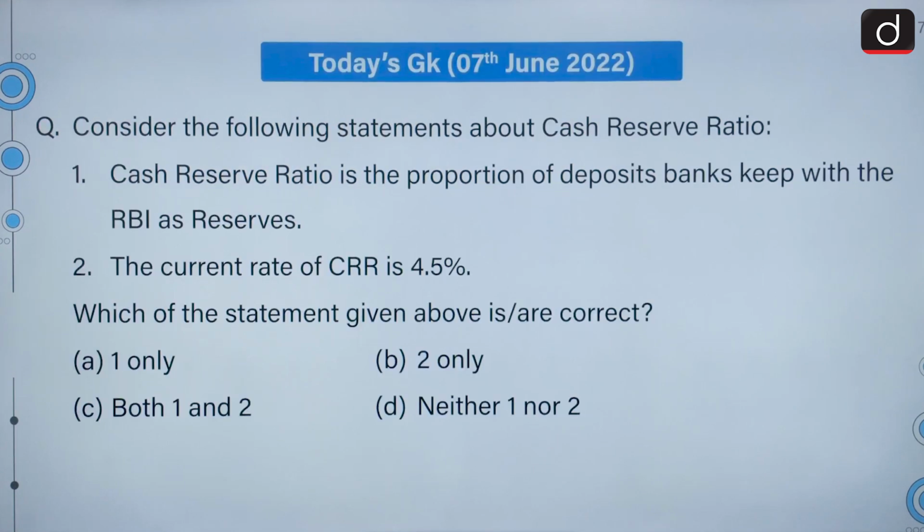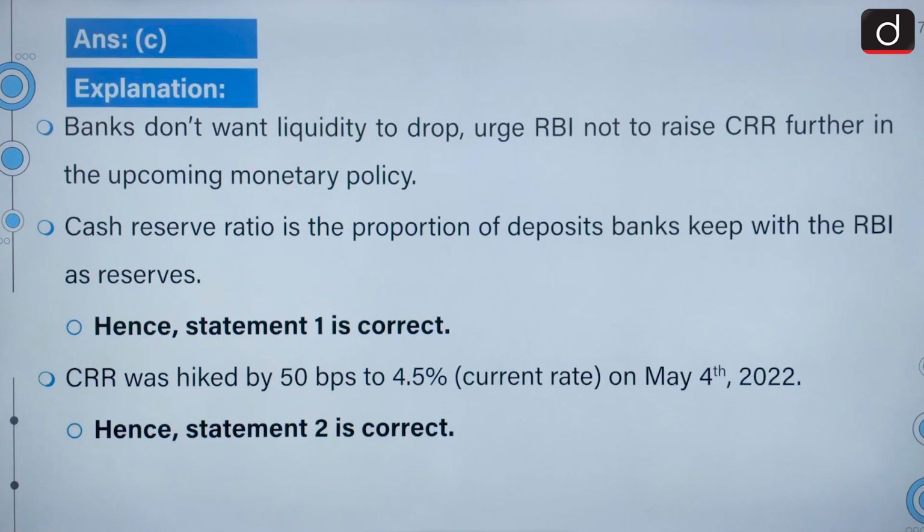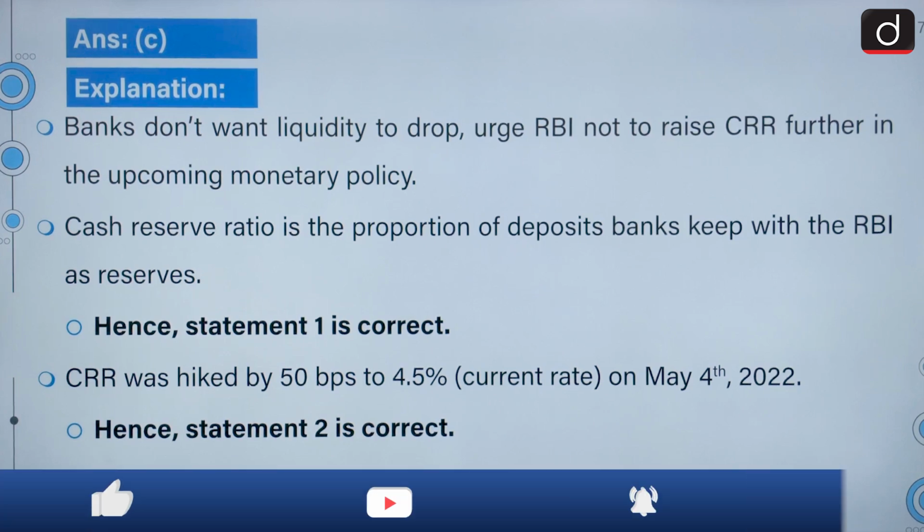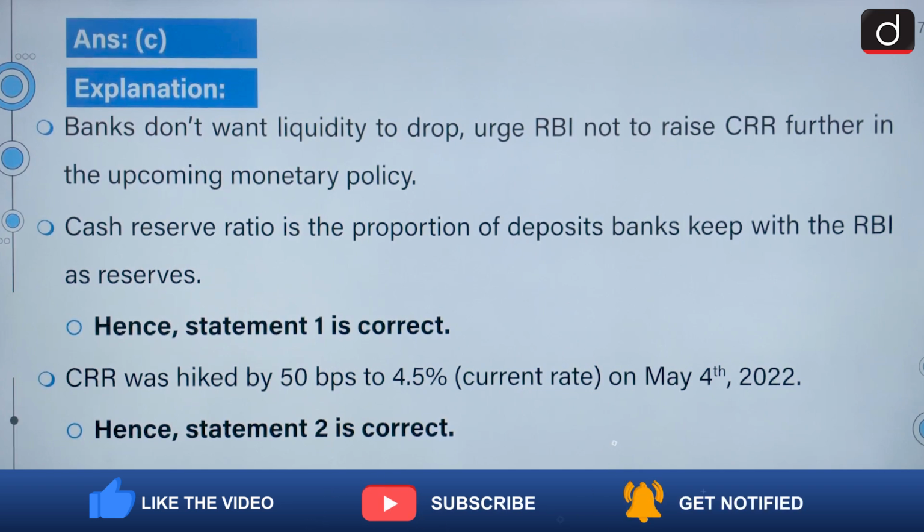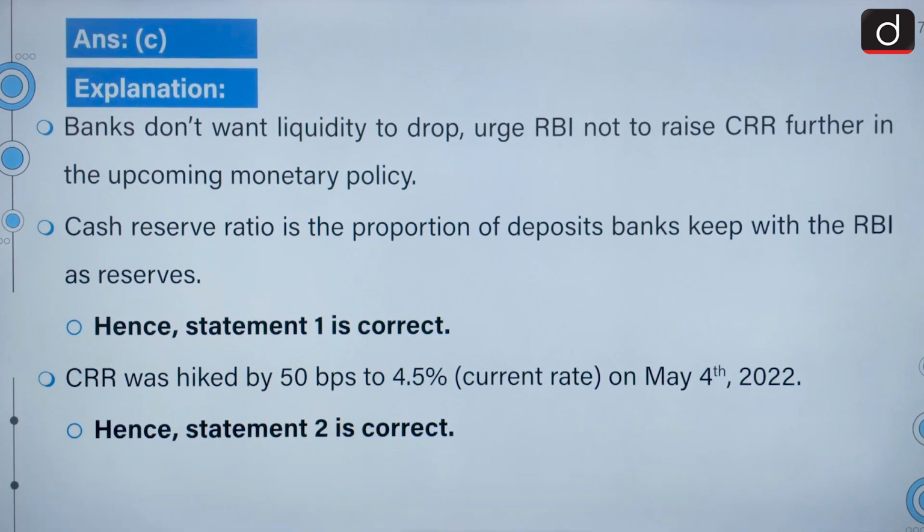Moving on, consider the following statements about cash reserve ratio. Cash reserve ratio is the proportion of deposits banks keep with the RBI as reserves. The current rate of CRR is 4.5%. Both are correct. C is the correct answer. Banks don't want liquidity to drop, urge RBI not to raise CRR further in the upcoming monetary policy. CRR is the proportion of deposits banks keep with the RBI as reserves.